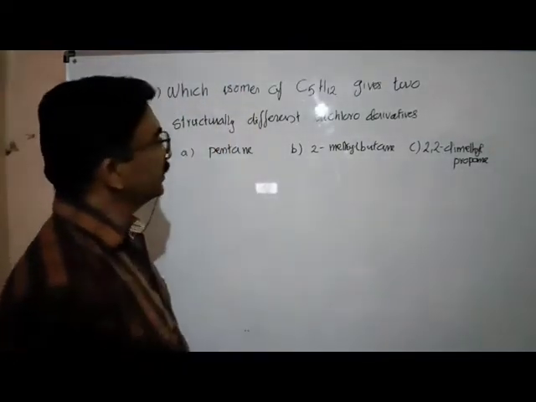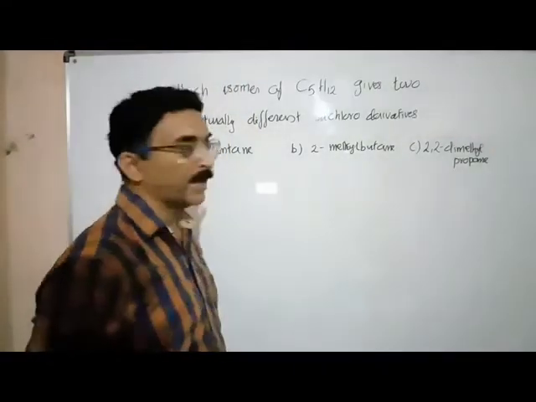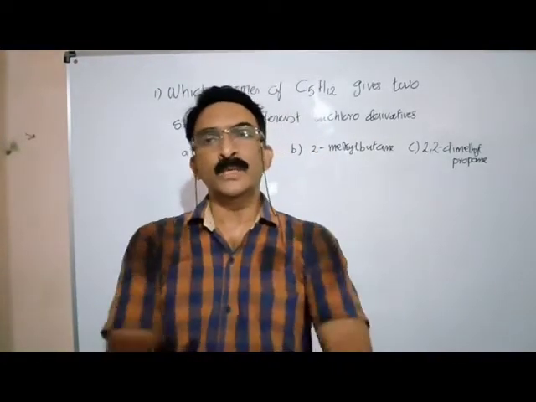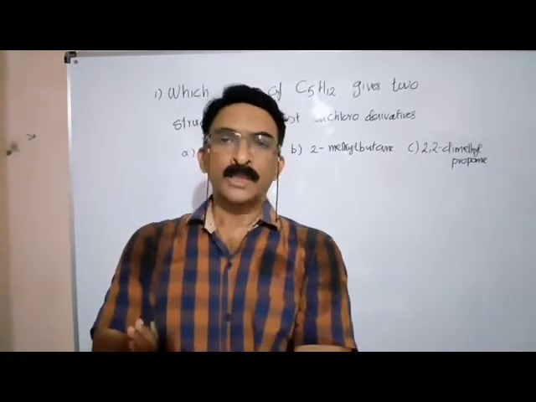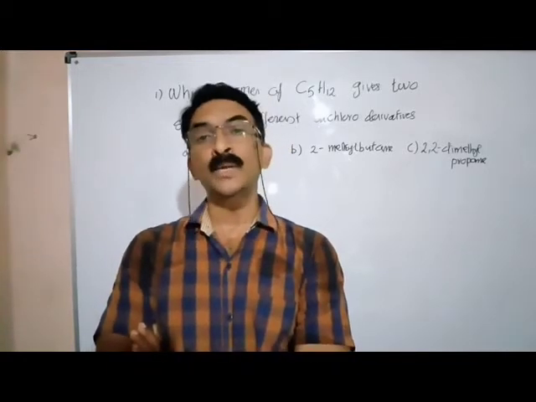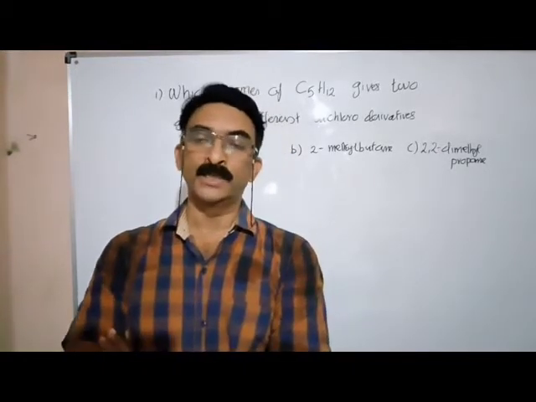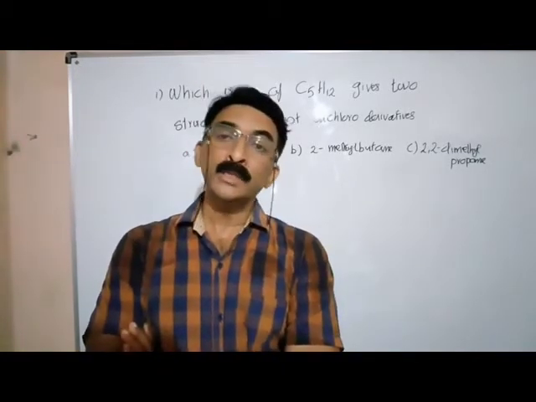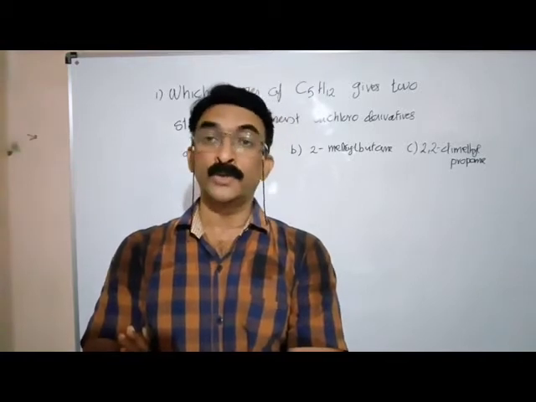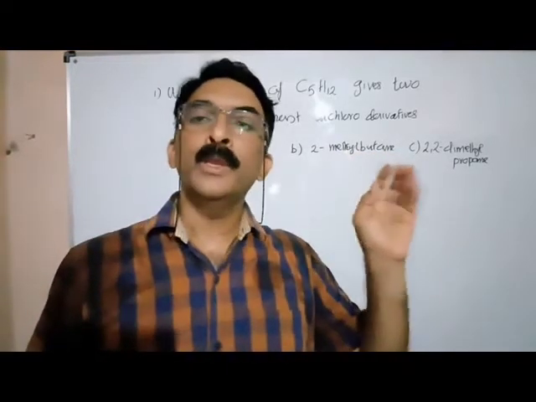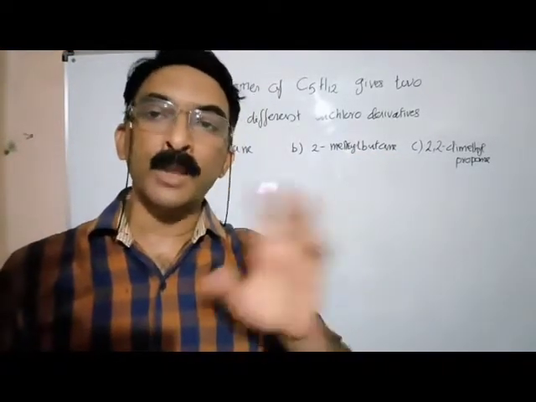Which isomer of C5H12 gives two structurally different dichloroderivatives? You know which are its structural isomers. Here the question asks only structurally different isomers, meaning you don't have to consider the stereoisomers like optical isomers. You are bothered only about the position and chain isomers here, and you have to find which gives two structural isomers for a dichloropentane. That's the question. So please go through the question, try to get the answer by yourselves after freezing the video and come back.